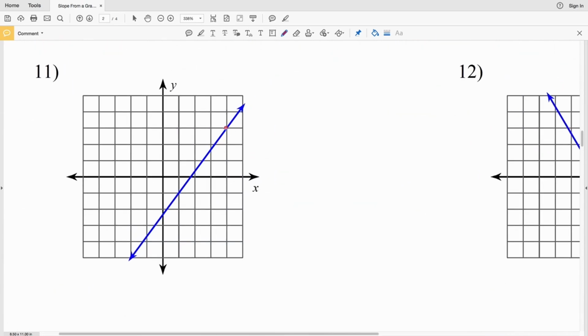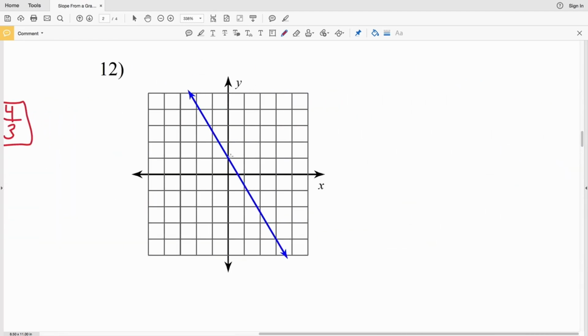And number 11, I'm going to choose this point on the right and this point. Let's go ahead and start at the rightmost point this time. Starting at the rightmost point, to get to the leftmost point, we're going to go down 1, 2, 3, 4. So that's going to be -4. And we're going to go over 3 to the left. So that's a -3, since we're moving in the negative x direction. A negative over a negative is a positive. So -4 divided by -3 is a +4/3. So number 11 is 4/3.